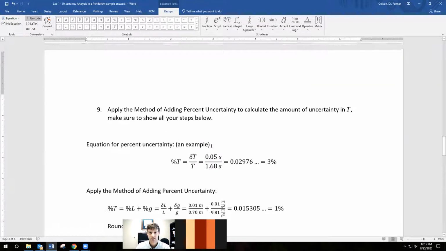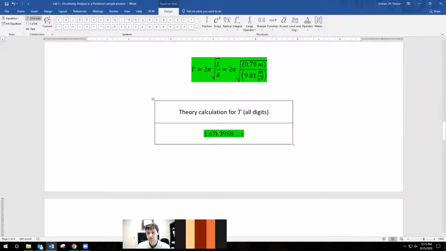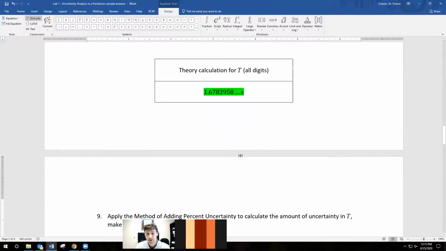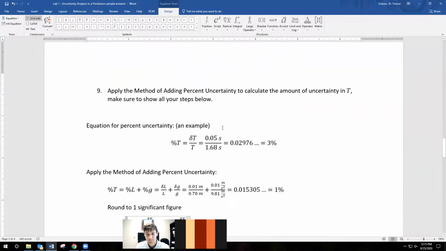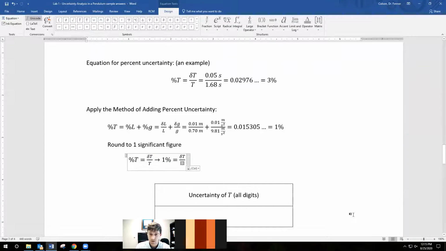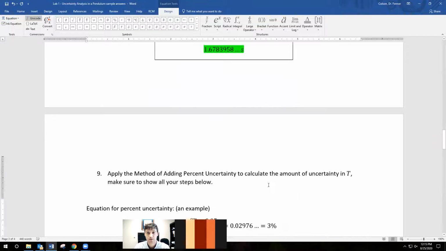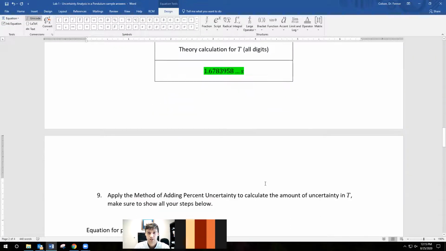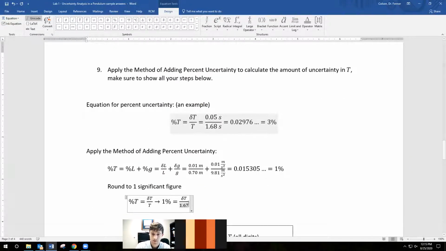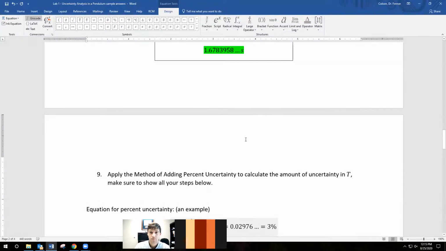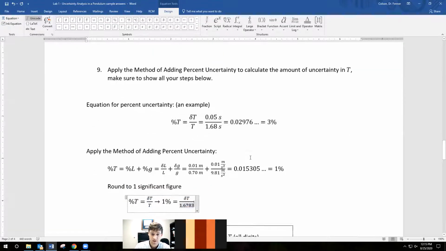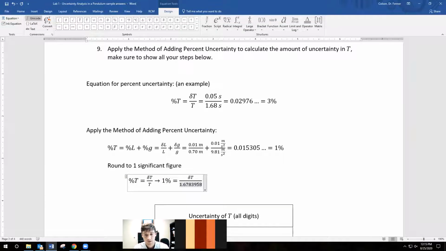The value of the period was calculated as 1.6783958, etc. seconds. So we're still keeping all of the digits there.